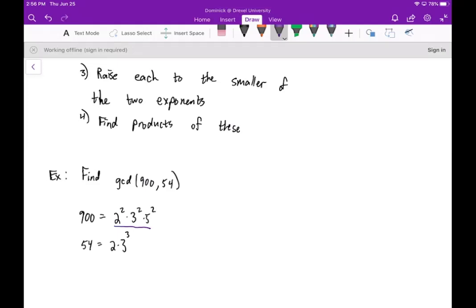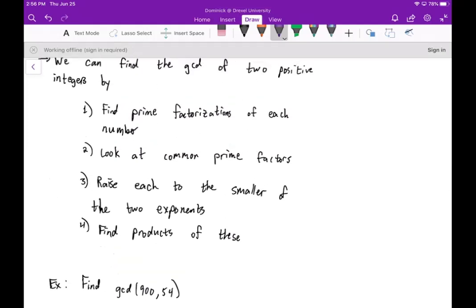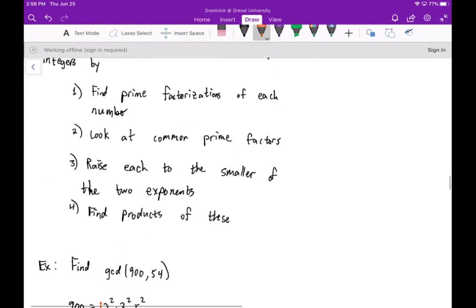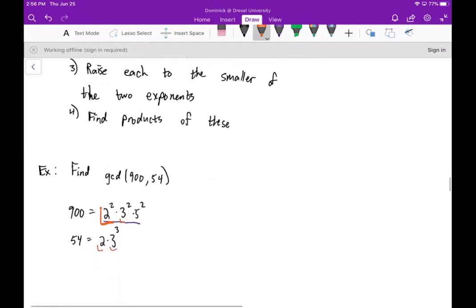Okay, so now that we have the prime factorizations, we look at the common prime factors, right? So we have 2's in both, and we have 3's in both. Okay, now once we do that, we raise each to the smaller of the two exponents. So the smaller exponent for 2 is just 2 to the first, or 2. And my smallest power of 3 is 3 squared, right? And then if I multiply these together, I'm going to get 2 times 3 squared, or 2 times 9, which is 18. And it turns out that 18 is the largest number that will divide both of these.